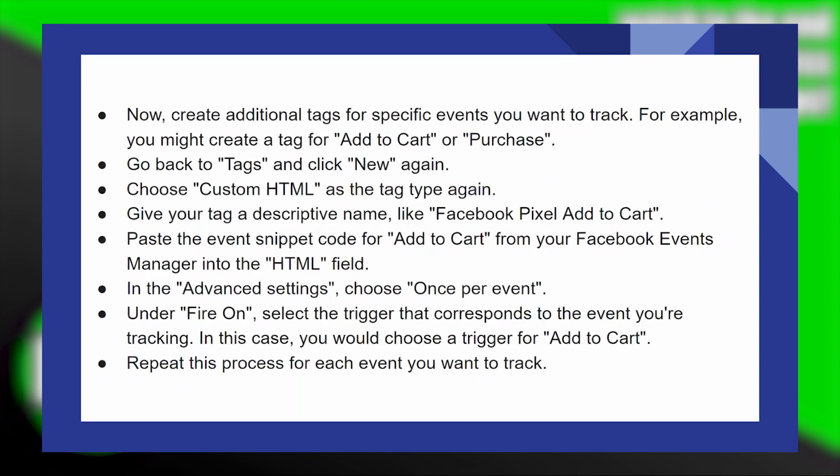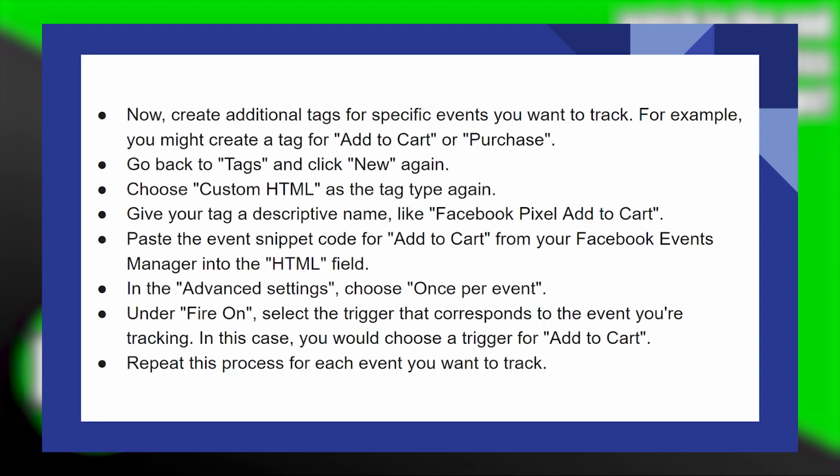Now, create additional tags for specific events you want to track. For example, you might create a tag for Add to Cart or Purchase. Go back to Tags and click New again. Choose Custom HTML as the tag type again. Give your tag a descriptive name, like Facebook Pixel Add to Cart.